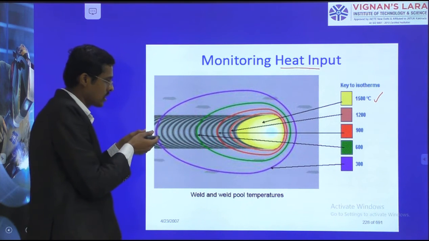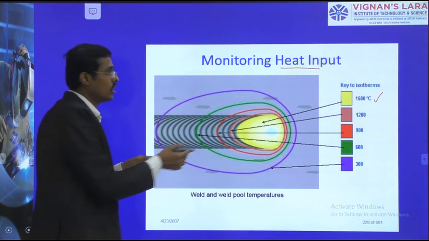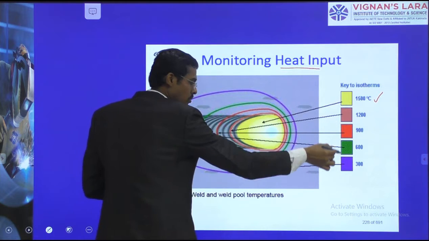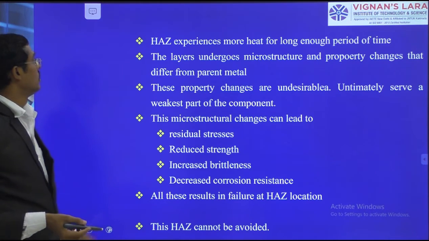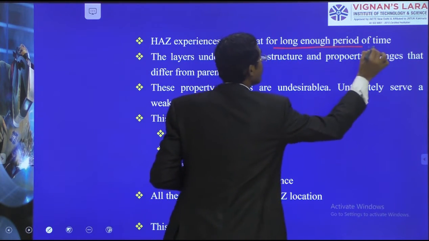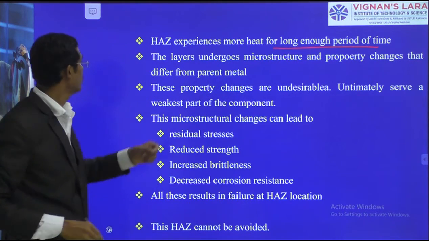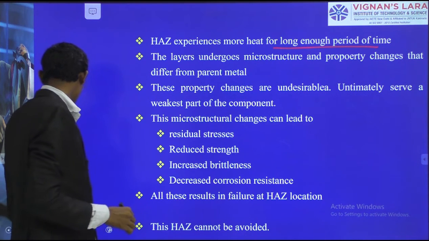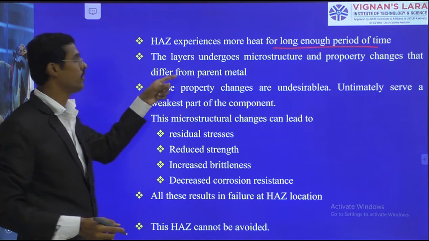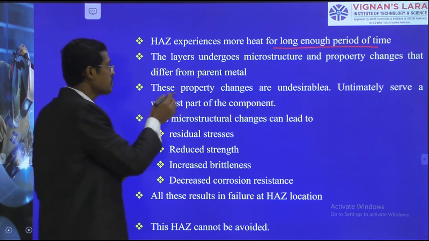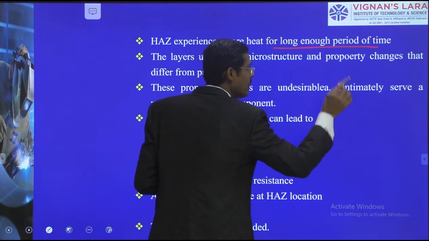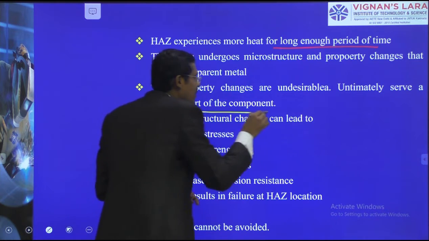What happened to this location? The temperature is reducing. It also crosses melting at 1500 and then keeps on reducing one by one. The heat affected zone experiences more heat for a long enough period of time. Therefore, the layer undergoes microstructural property changes that differ from the parent material. These property changes are undesirable and ultimately make it the weakest part of the heat affected zone.